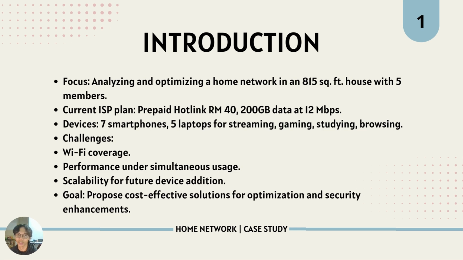First we go to the introduction. The study analyzes an 815 square foot home with 5 members using 7 smartphones and 5 laptops for streaming, gaming, studying, and browsing. The network relies on a Hotlink prepaid plan of 40 ringgit offering 200 gig data at 12 Mbps. However, this setup struggles with Wi-Fi coverage, performance under simultaneous usage, and scalability. Our goal is to propose cost-effective solutions for optimization, scalability, and security enhancement.